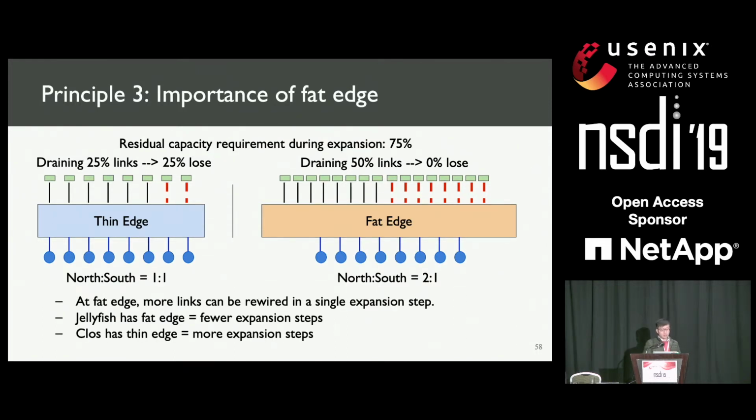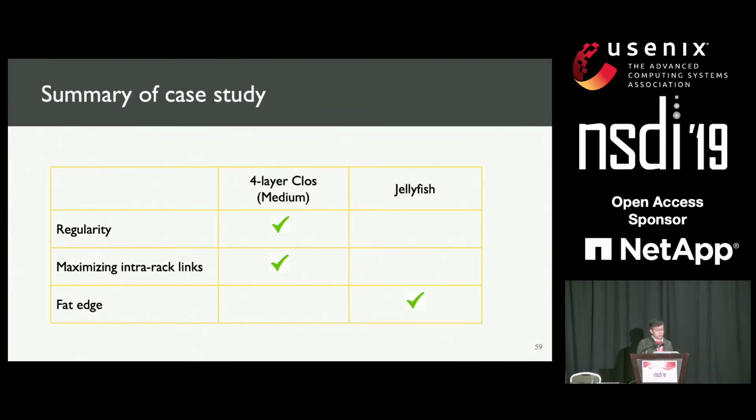However, for a fat edge, even draining 50% of links leads to 0 capacity drop. So from this example, we can see that more links can potentially be rewired in a single expansion step. For example, Jellyfish has a fat edge, so it has fewer expansion steps, while Clos has a thin edge, so it has more expansion steps. As a summary, Clos satisfies the regularity principle and maximizes intra-rack links, while Jellyfish has a fat edge.